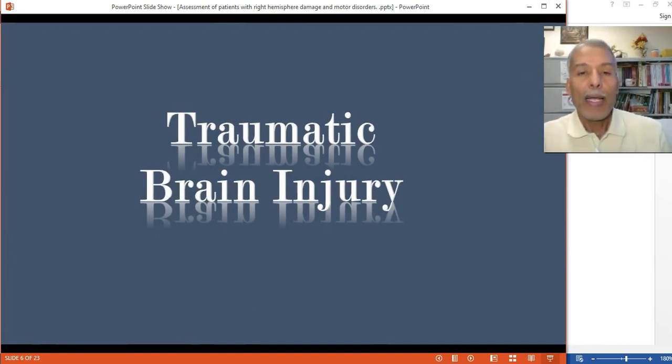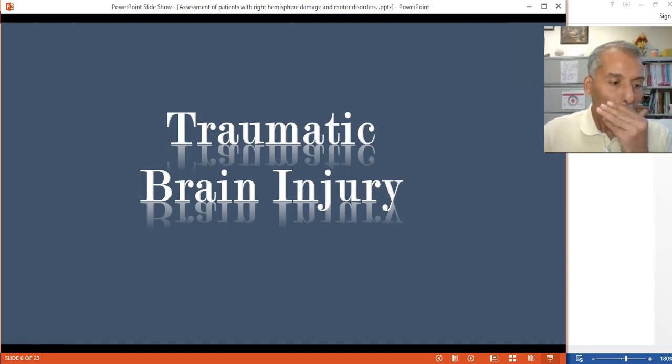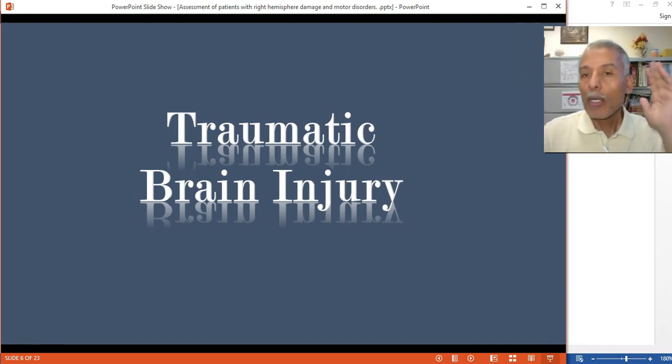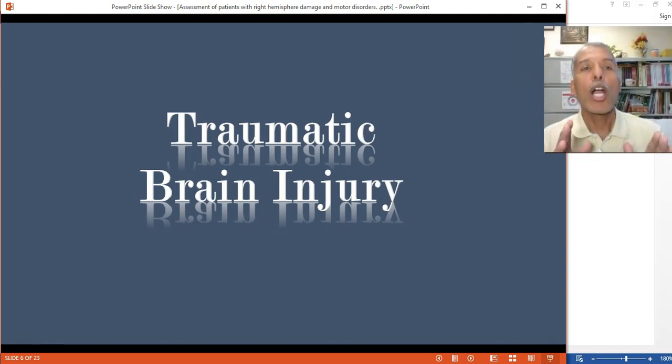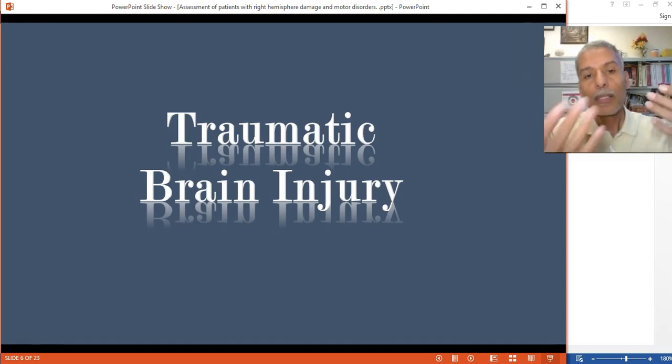In TBI, traumatic brain injury, the damage could hit the right hemisphere, left hemisphere, the back of the brain, the middle of the side of the brain, the front. It is random, and it depends. The damage is going to depend on where it is in the brain, how severe that damage is, and the sequence of events in the brain that occur as a result of that trauma.